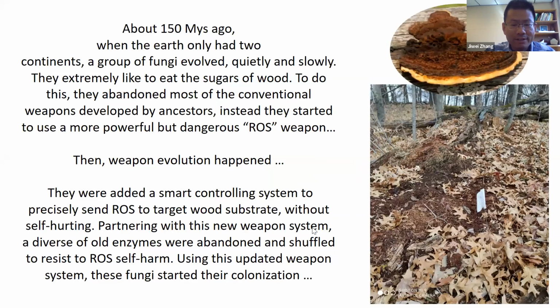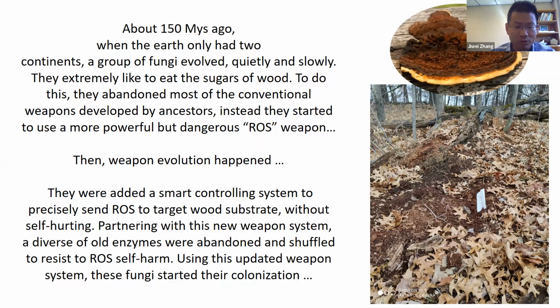So this is a story about the brown rots. I just wrote it down here. It's about 150 million years ago, when the Earth only had two continents. A group of fungi evolved quietly and slowly. They extremely liked to eat the sugars of the wood. To do this, they abandoned most of the conventional weapons developed by their ancestors. Instead, they started to use a more powerful but dangerous ROS weapon.